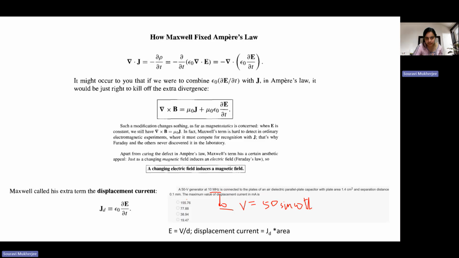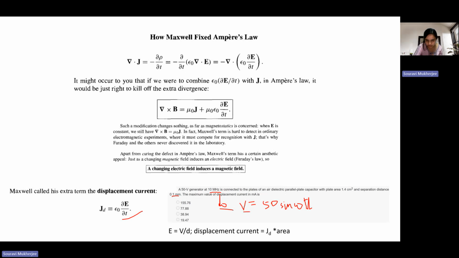So now when you have to find the electric field, it is V by D. D is also specified. Now, what is del E del T? You need to find JD, so you have to do a time derivative. So basically you would get 50 into omega into cos omega t, right? So that would give you the electric field.